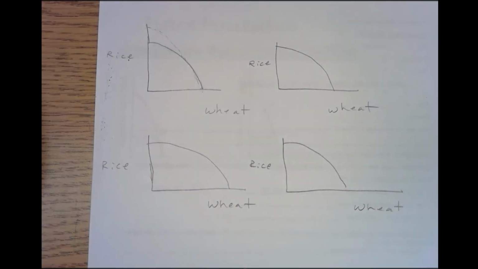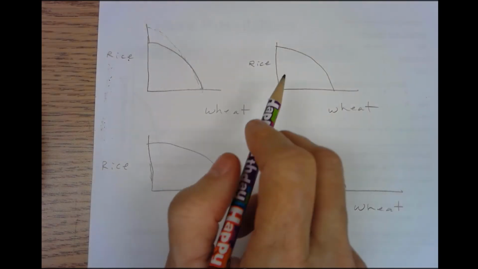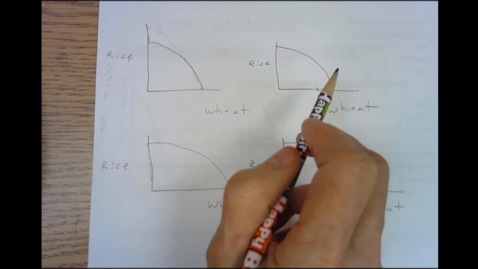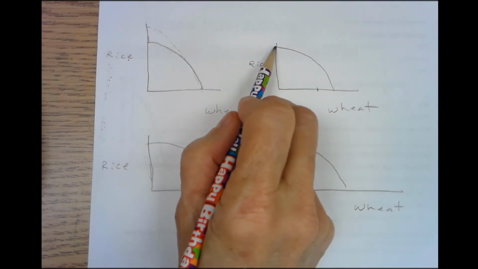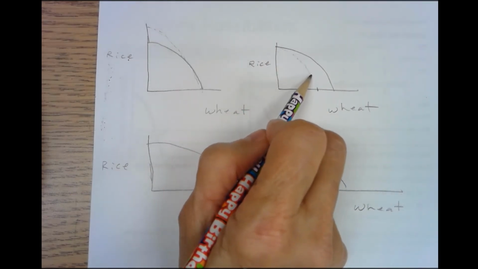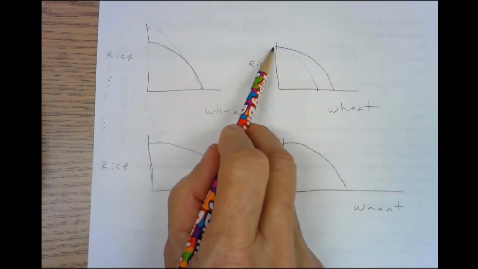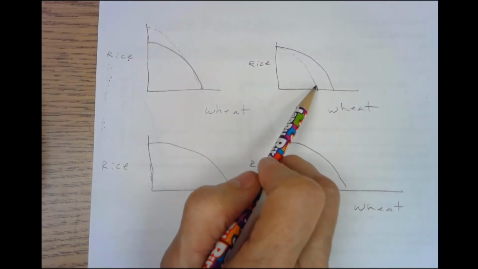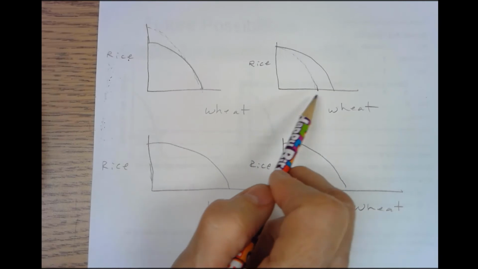What would happen if we had depletion of the world's resources of land to produce wheat? And so we would be able to produce less wheat than before, but the amount of rice we could produce would be about the same. So our production possibility curve would shift in on the wheat axis.